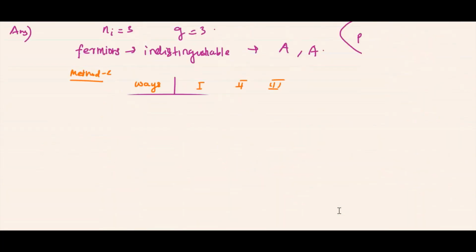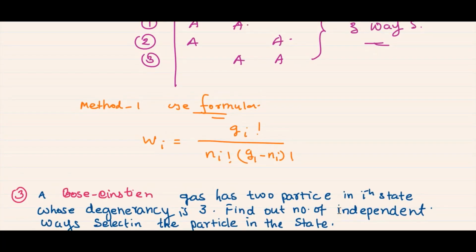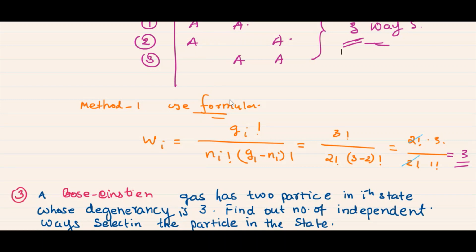So we move to our question. Yes, so put the values. Gi is 3 factorial divided by ni is 2 factorial, gi 3 minus 2 factorial. So it becomes 3 factorial. We can write 2 factorial into 3, and here 2 factorial, here 1 factorial is 1. So this 2 factorial and this 2 factorial will cancel, and finally we get the answer 3. Here also we got the same answer 3. So we are done with this problem, and then we will move to the third problem.